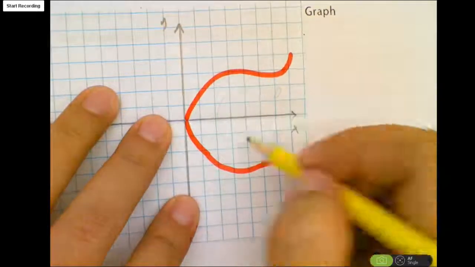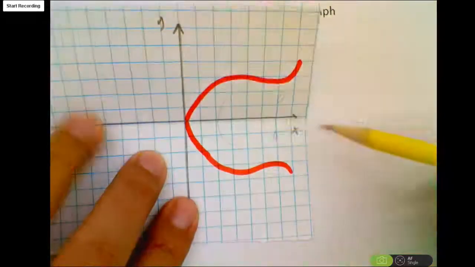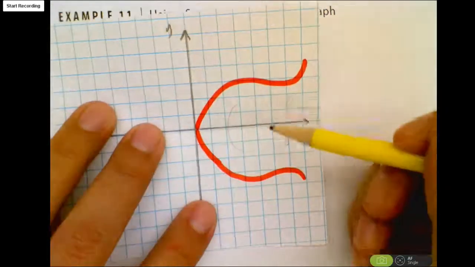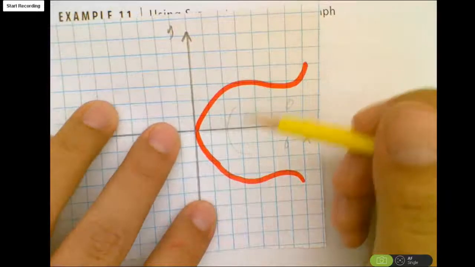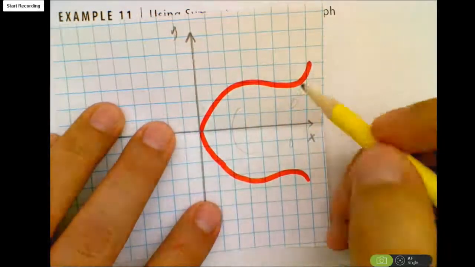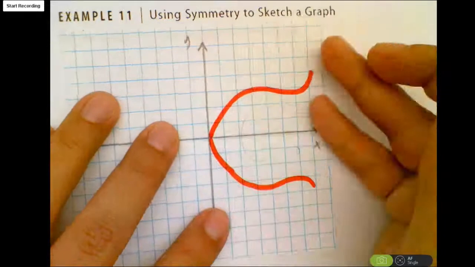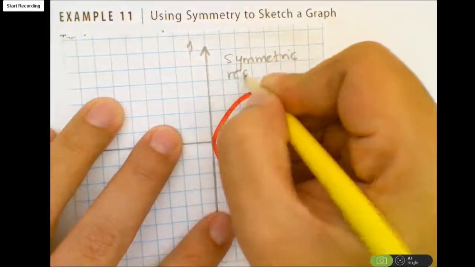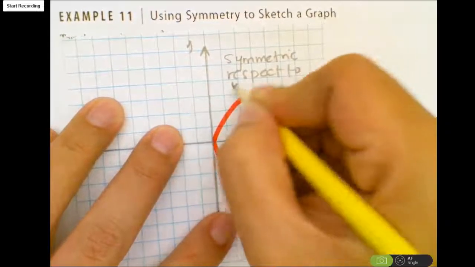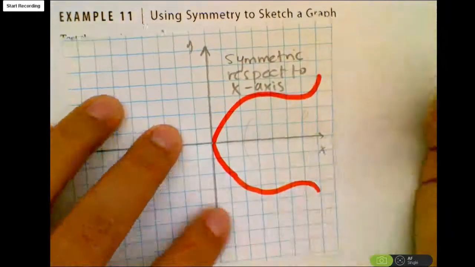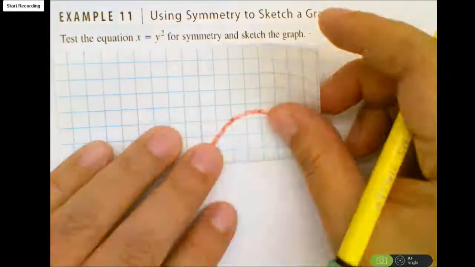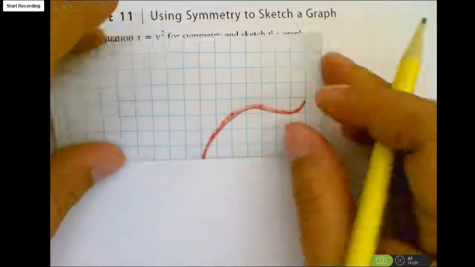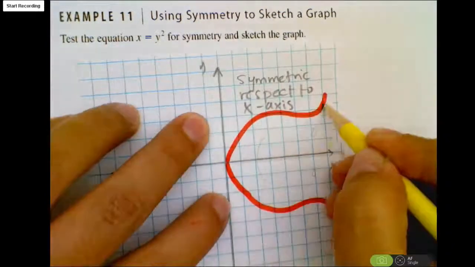If this was a face, then you can see how the x-axis is going through the nose and is splitting this face into half, and each half is identical. So in this case, the graph of this relation is said to be symmetric with respect to the x-axis. The only thing that it means is that if I were to fold this relation over the x-axis, the graph of one side completely overlaps the other side.